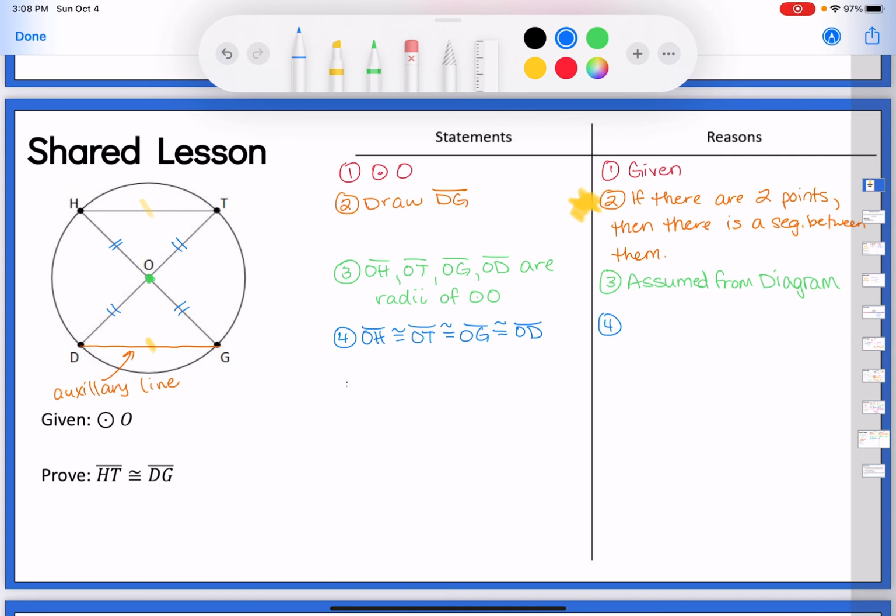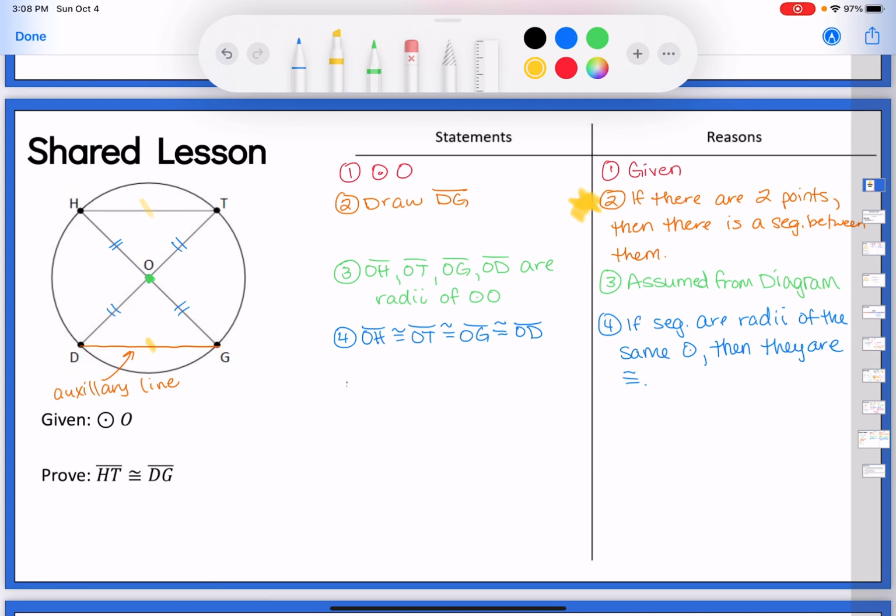And our new theorem was: if segments are radii of the same circle, then they are congruent, right? Make sure you have those words "of the same circle" in there. If you want to make sure that you included what you needed to, remember, do your if-then check. The if part needs to be a step before that. It says if segments are radii. Do I have radii as a step before that?